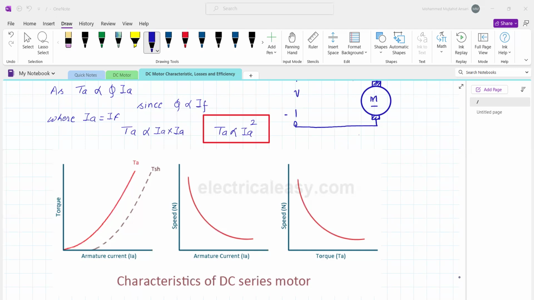So it is a torque and this is armature current. At a small value of current, the square value will be small, but as soon as the current magnitude increases to some appreciable value, the square of that value will be more, and hence it will give such type of characteristic. And as we know that it is a DC series motor, even at no load condition, the armature current has a non-zero value.